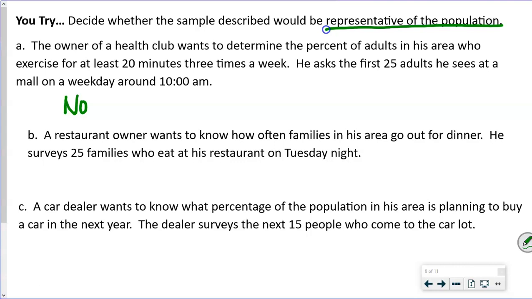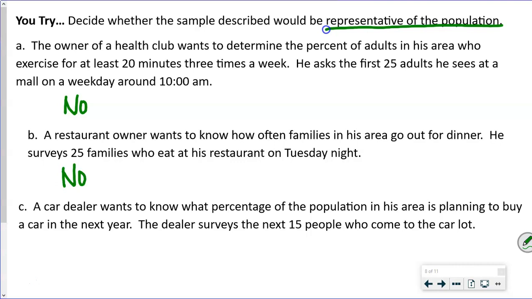All right, B. A restaurant owner wants to know how often families in his area go out for dinner. He surveys 25 families who eat at his restaurant on a Tuesday night. Again, do you think this is representative of the whole population? Again, I would say no. Why? Because he surveyed the people that were eating at his restaurant. What about all those people that aren't?